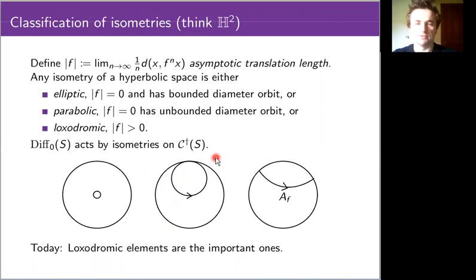Now, whenever you act by isometries on a hyperbolic space, there is indeed a classification for the types of isometry that you can have. Any isometry is either elliptic, parabolic, or loxodromic. Elliptics have bounded orbits. Parabolics have one fixed point at infinity and have unbounded orbits. And the loxodromics, the main important ones for today, have a quasi-geodesic axis on which f acts by translation. The axis I'll denote by A sub f. You can think of it as a geodesic axis up to some bounded error.